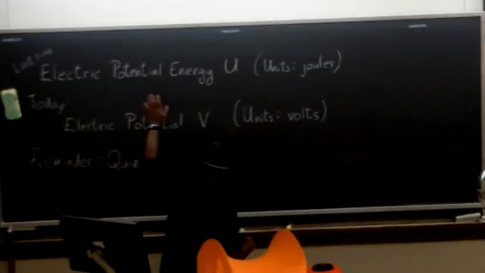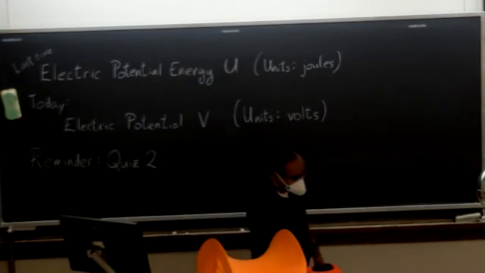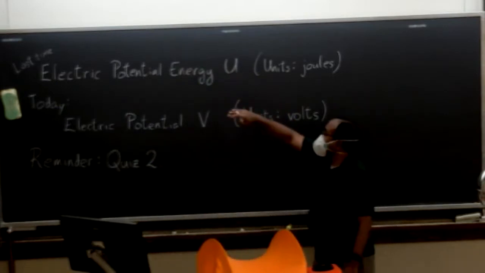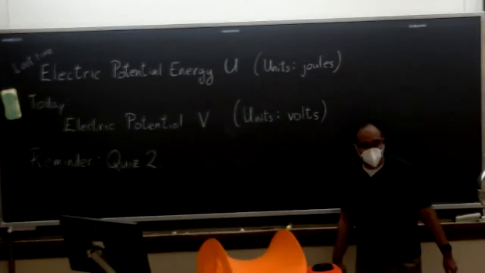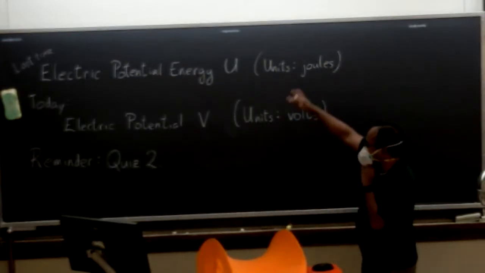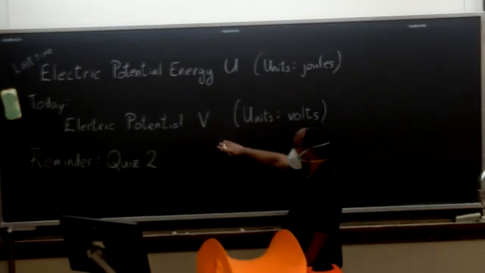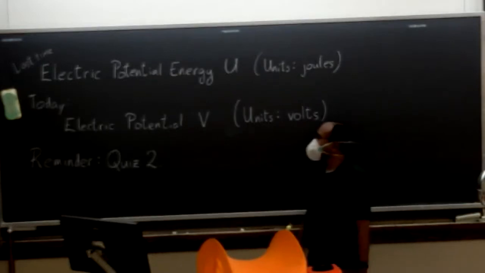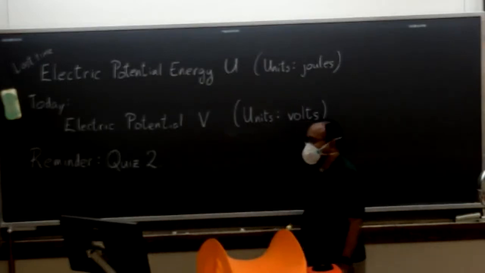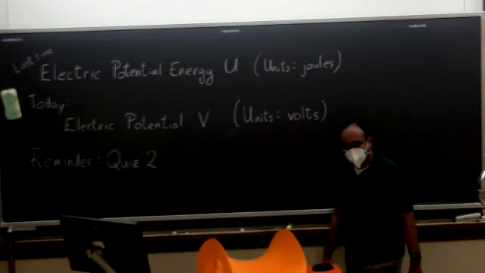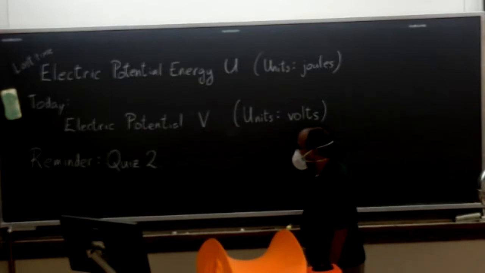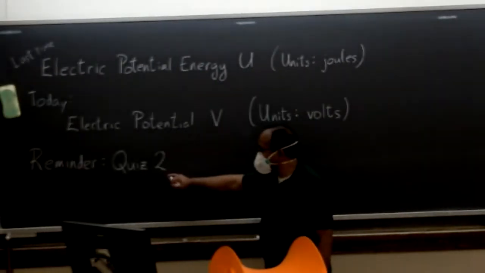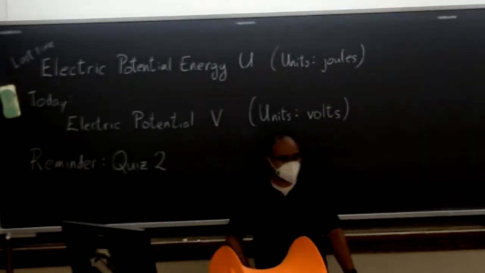So last time we were talking about electric potential energy, which we typically denote by U, and being an energy, it has units of joules. We'll talk a bit more about that today, and then we'll go on to electric potential. Unfortunate naming choice there, but yes, electric potential, typically denoted by V, units are volts. And reminder that quiz 2 will release later today, due on Friday as usual.